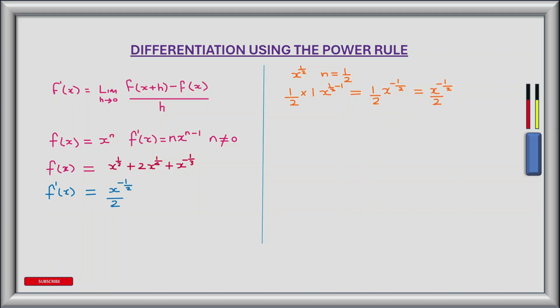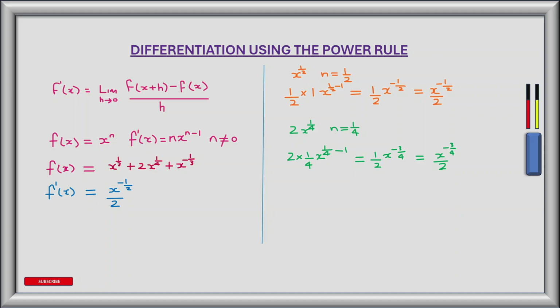So we can add this first term into the derivative of f of x. So we have f prime of x is equal to x to the power of minus a half divided by 2. So our next term to differentiate using the power rule is 2 times x to the power of a quarter.